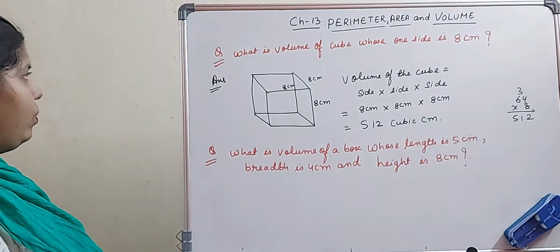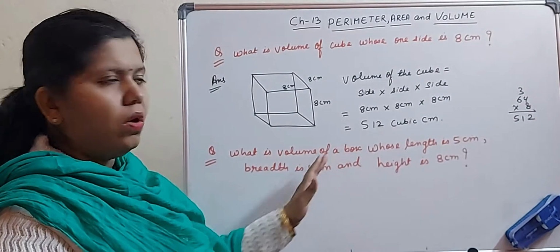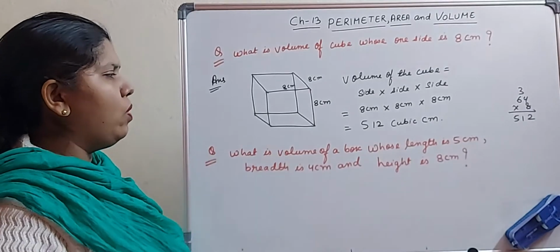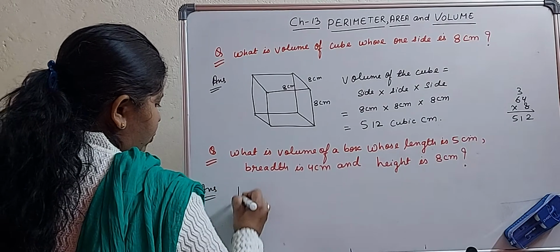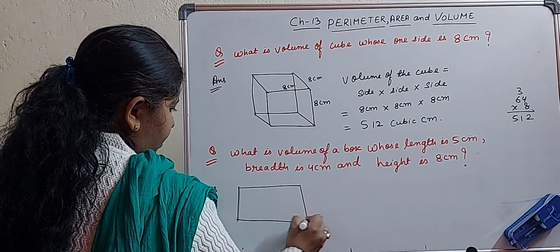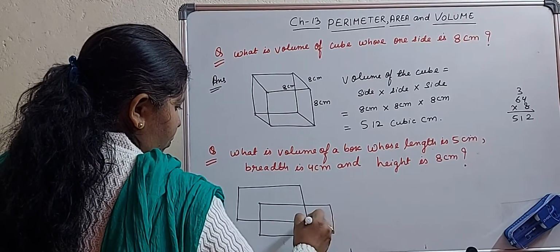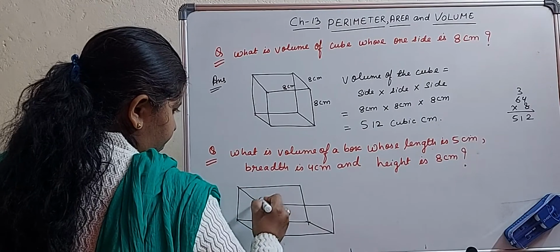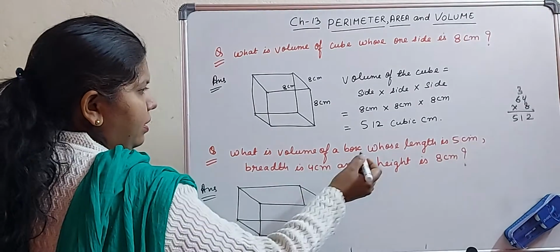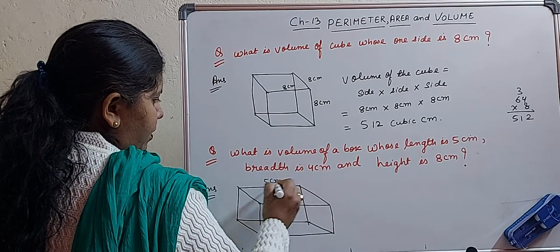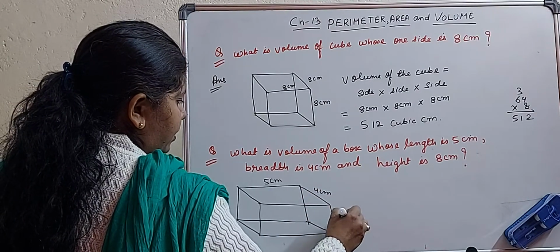Okay, so how to answer this type of question? See, because length, breadth and height all are different, that means definitely this box is in the shape of what? The shape is a cuboid. You know how to draw a cuboid? This is how you draw a cuboid. And this cuboid, the length is 5 centimeter, breadth is 4 centimeter and height is 8 centimeter.